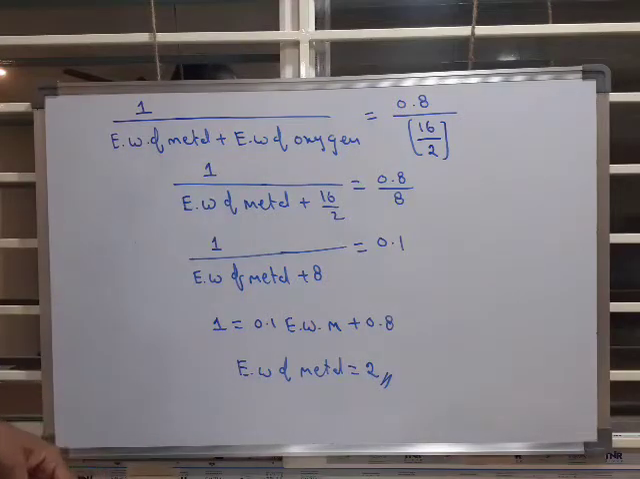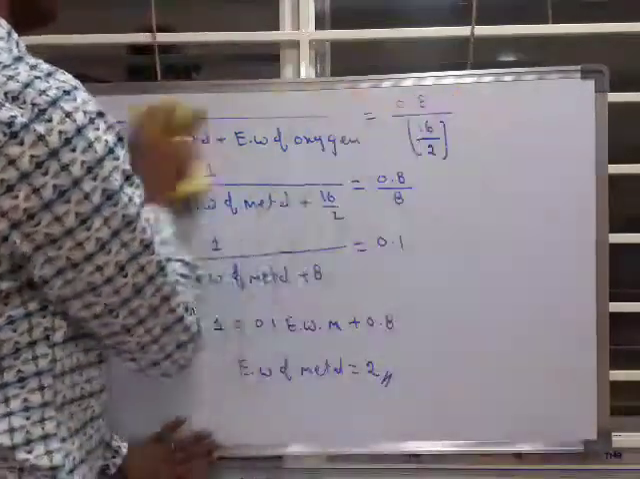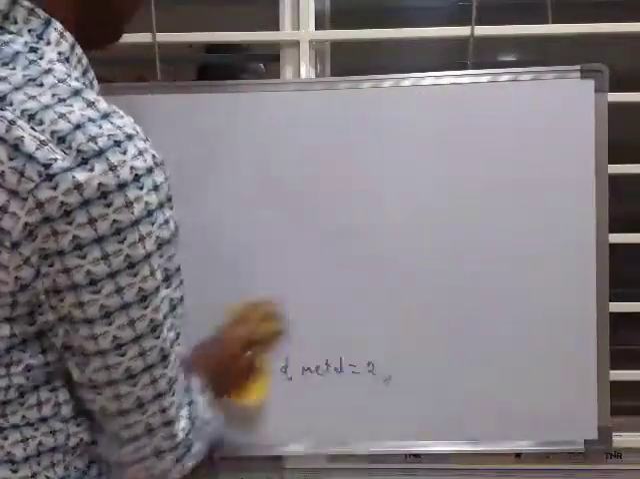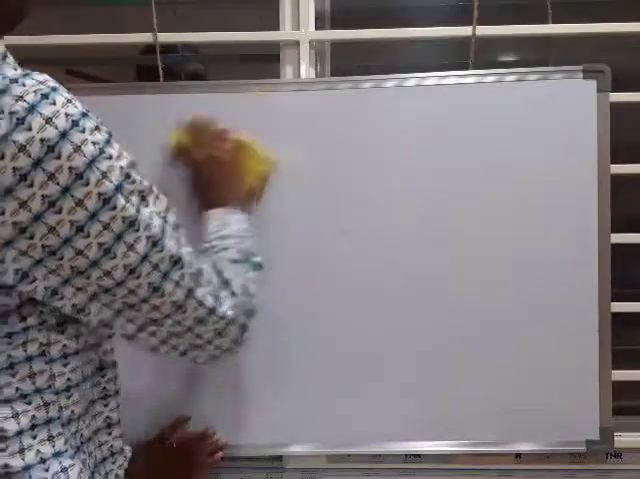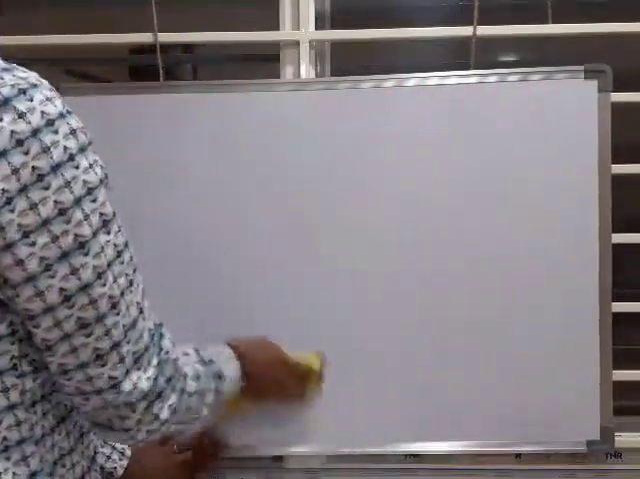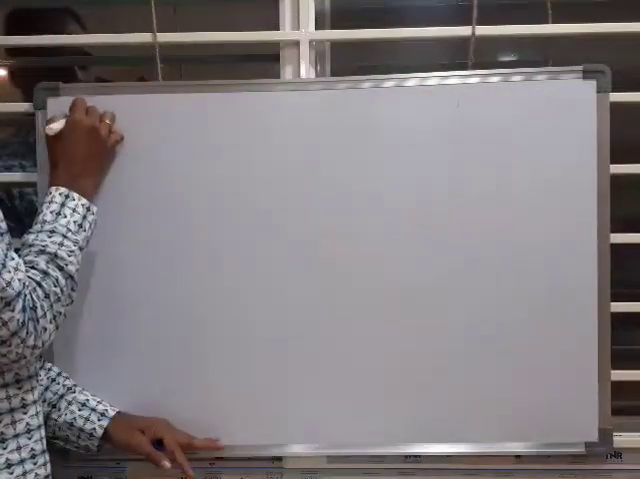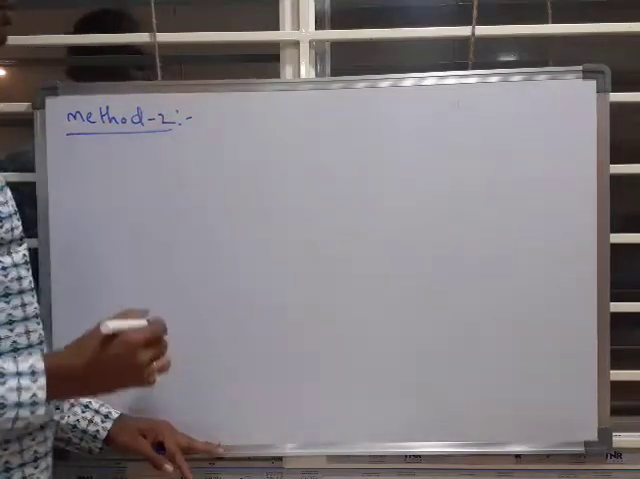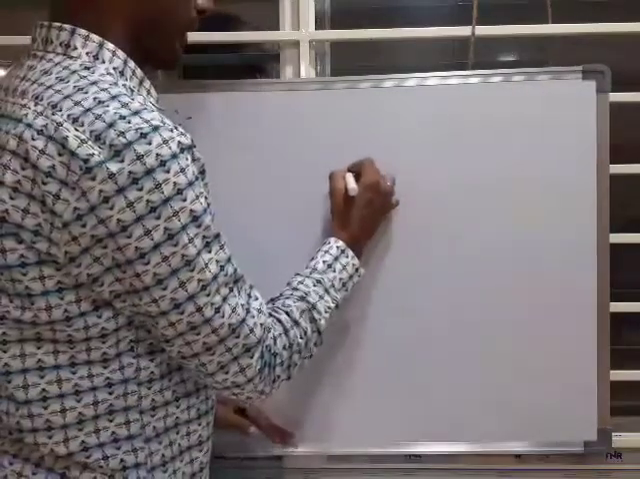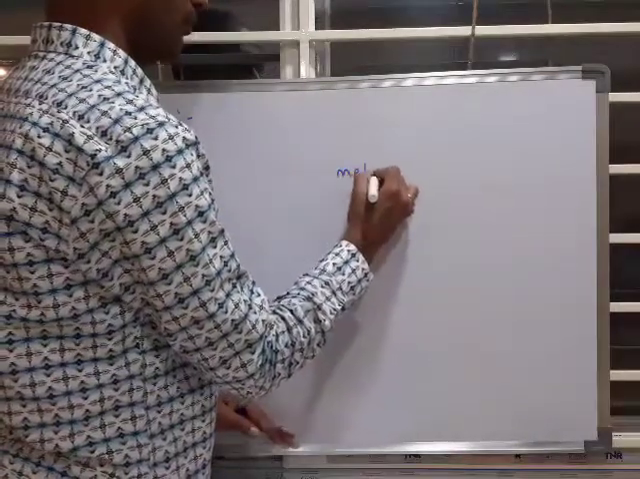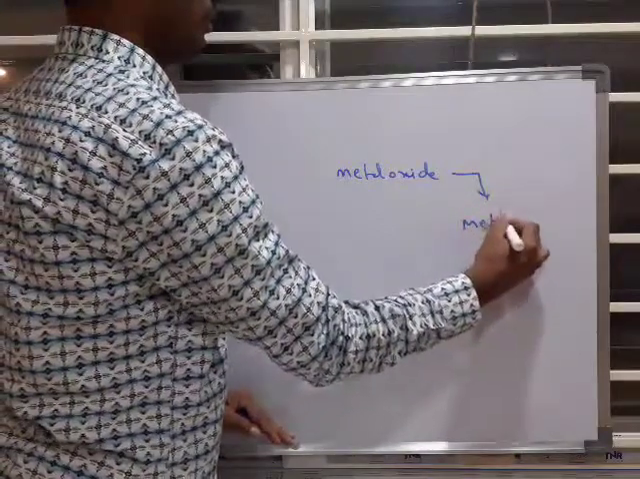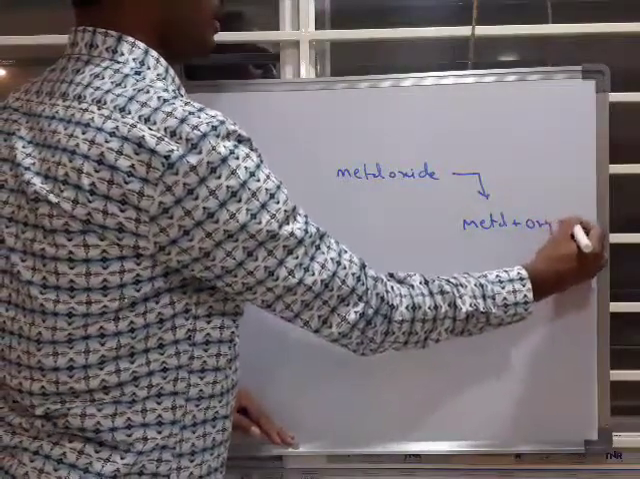Now we see the second method. So generally we follow this method. So actually what was the reaction? The reaction was, we know that metal oxide on decomposition gives metal plus oxygen.